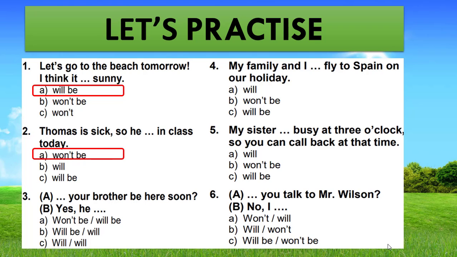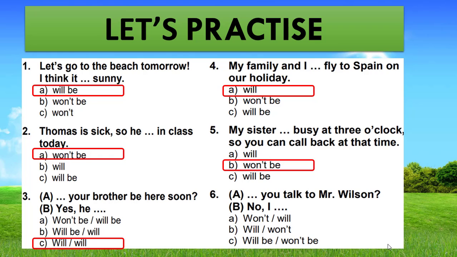Number 3, your brother be here soon? Yes, he. So it's a question, it will start with will, and since it's positive, it will be yes, he will. So the answer is number C. Number 4, my family and I fly to Spain on our holiday. The answer is will. Number 5, my sister busy at 3 o'clock, so you can call her back at the time. Since you can call her back, she won't be busy.